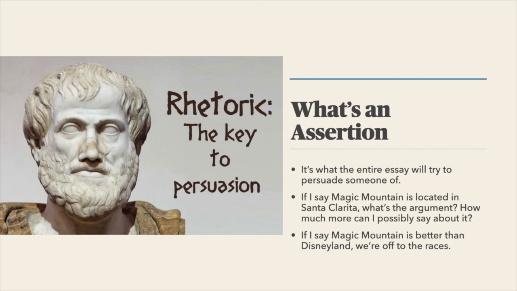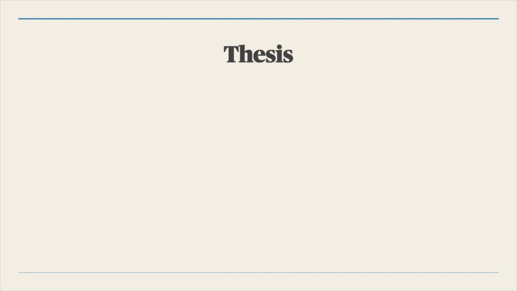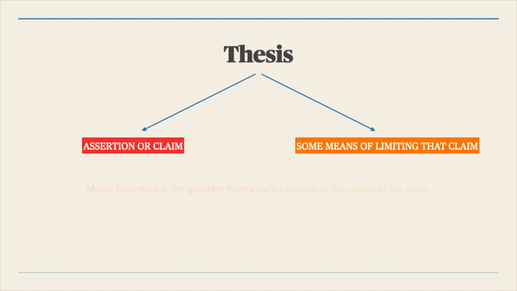Okay? So let's look at what makes an actual thesis. A thesis is the statement inside your essay that carries that assertion or claim. It's the argument. Okay? And it consists of 2 parts. Part number 1 is the assertion or claim, okay? That's the part that tells you what you want to say. Magic Mountain is the greatest theme park. That's arguable, it's a claim. The other part of the thesis is some means of limiting that claim, okay? In this case, it's because of the speed of the rides.